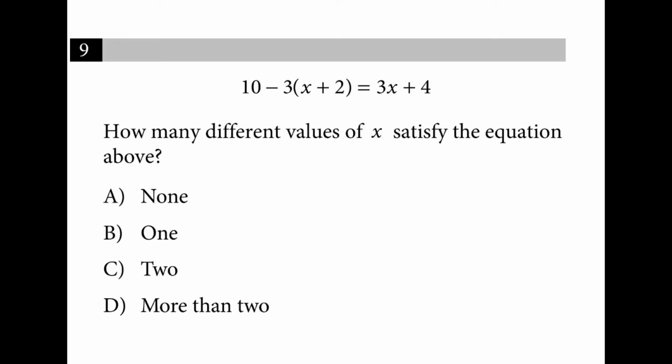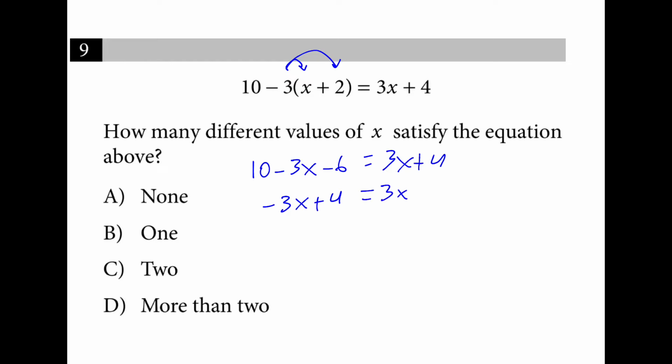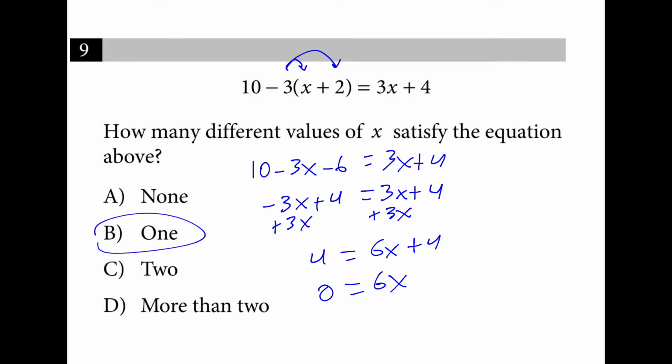How many different values of x satisfy the equation above? If I distribute the negative 3, I have 10 minus 3x minus 6 is equal to 3x plus 4. If I combine like terms, this is what I have. The problem is that the x terms are not the same. So I have to add 3x to both sides. And I have 4 is equal to 6x plus 4. So 0 is equal to 6x, and I have one solution.